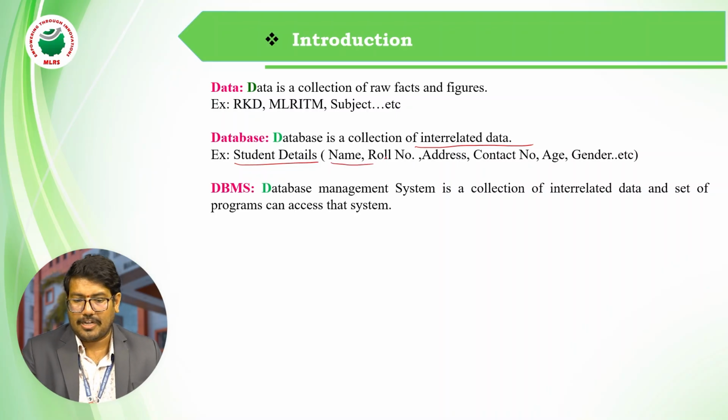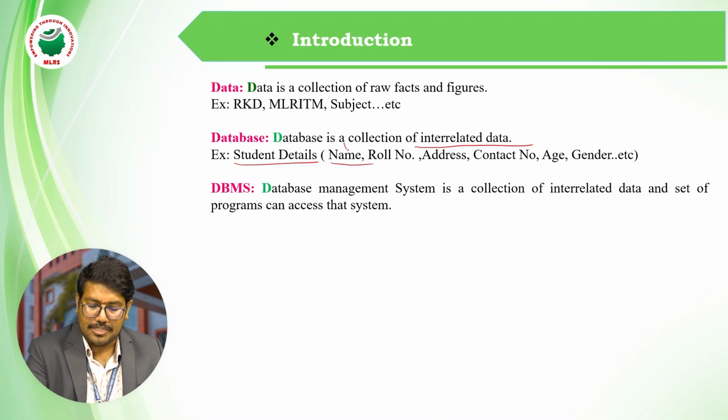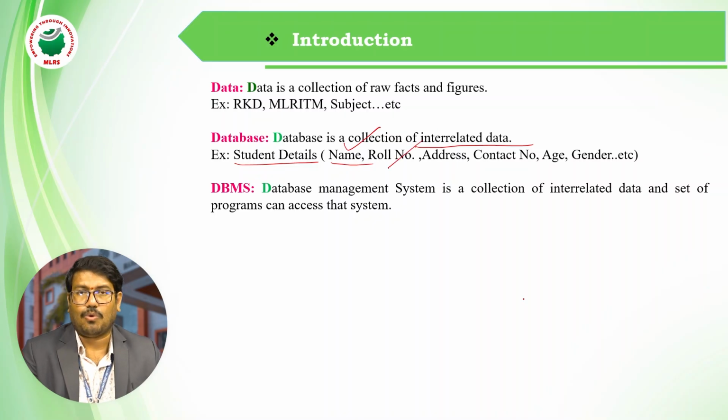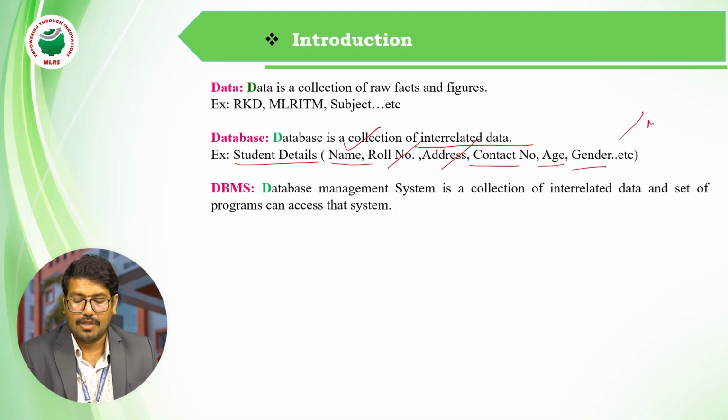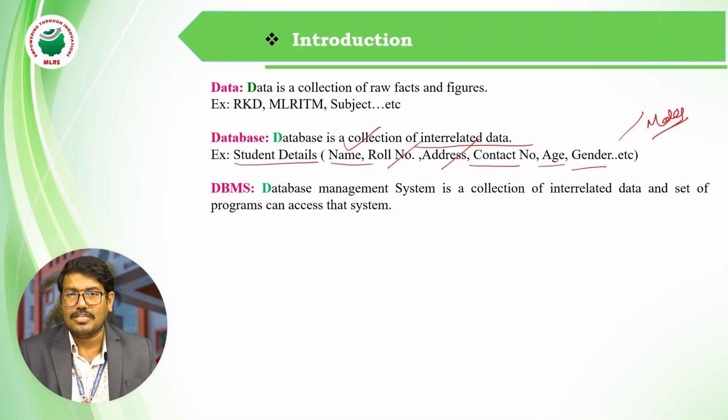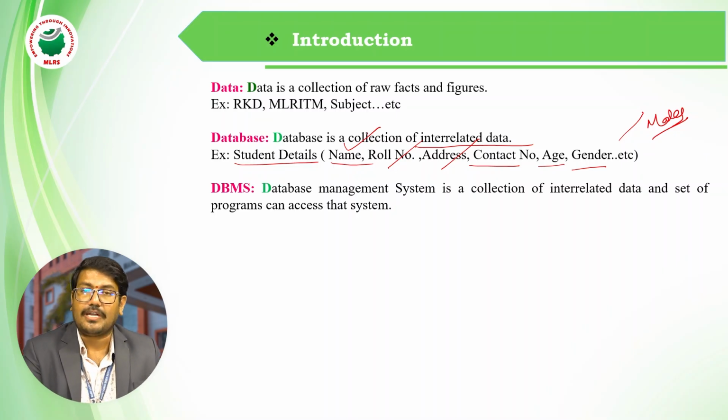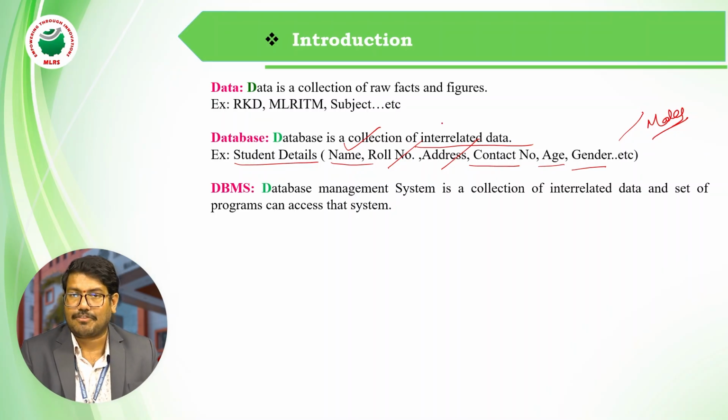So if I take a student named Yashwant, his name and roll number, his address and contact details, his age, his gender, his marks, his attendance percentage, and his backlogs, all this information belongs to one particular student. This one student's data is normally called a database.